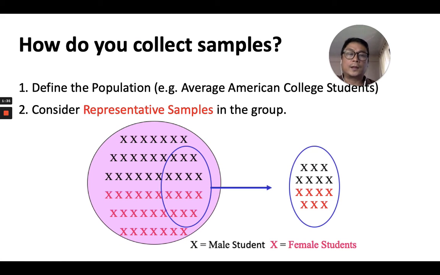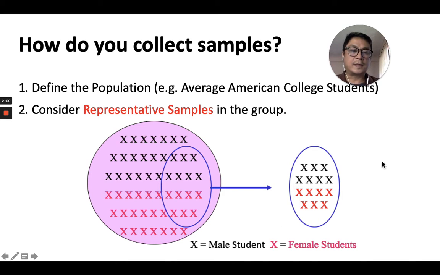So how do you collect your samples? The first is to define your population. So for example, in this case, we're trying to define average American college students. Okay? And we want to consider representative samples from the group. Our population of American college students is made up of males and females, where the black X's are the males and the red X's are the females.